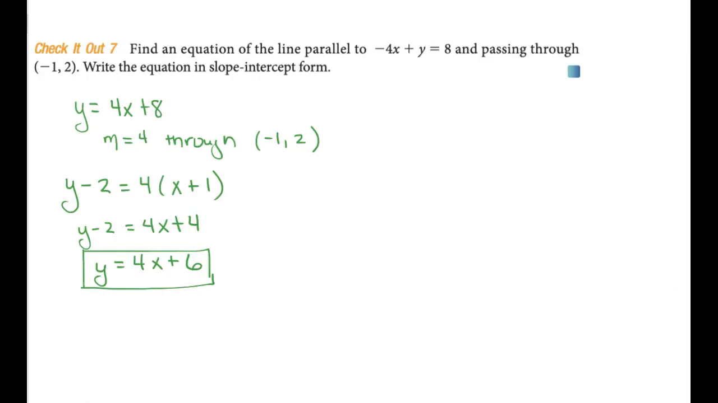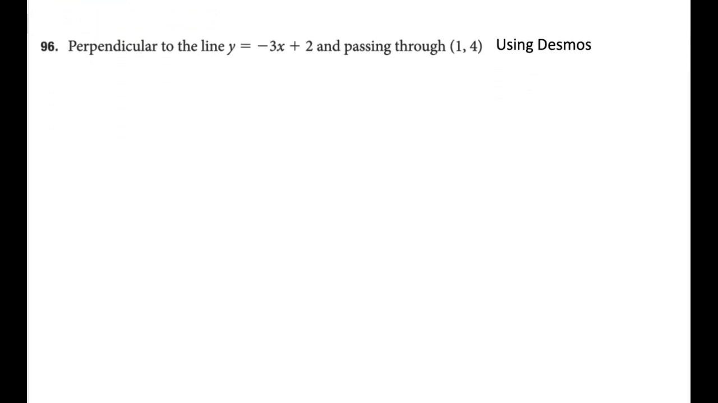All right, so next we're going to look at perpendicular. Number 96 says we need a line perpendicular to y equals negative 3x plus 2 and passing through (1, 4). And we're going to use Desmos for this too. This is already arranged as y equals mx plus b, so it's pretty straightforward. m equals negative 3. So this is how we write perpendicular. This means perpendicular, and this means parallel.